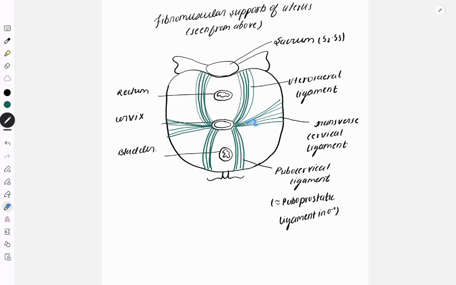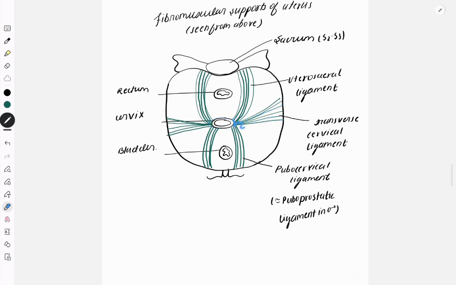The first ligament is the transverse cervical ligament. This ligament starts from the lateral wall of the cervix as well as the lateral wall of the vagina, and it extends towards the lateral pelvic wall. This ligament is called the transverse cervical ligament.